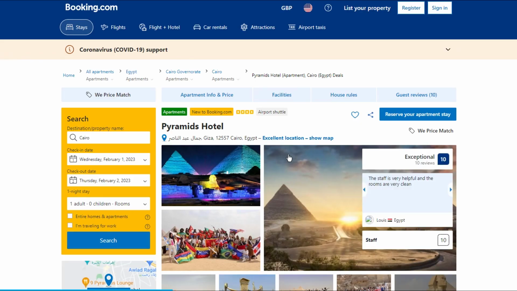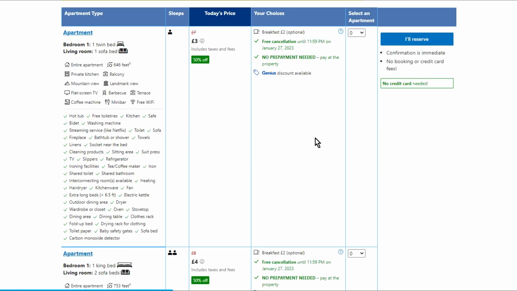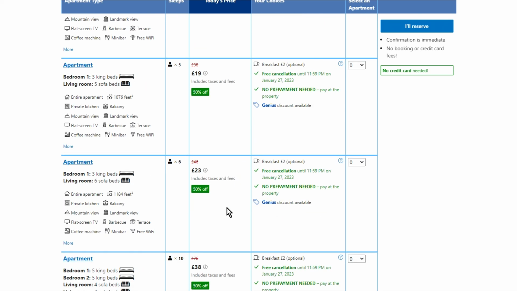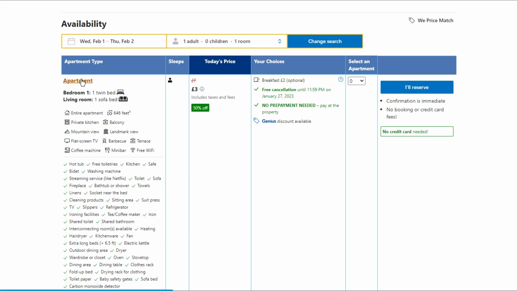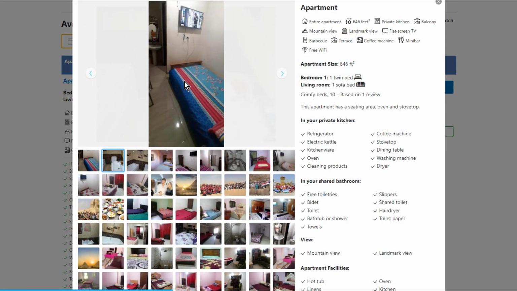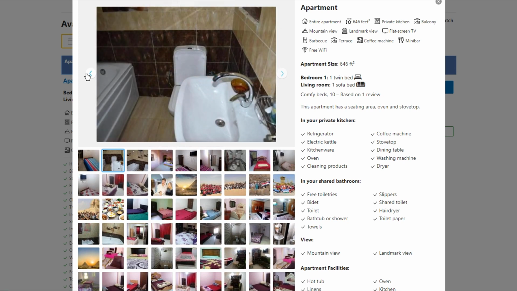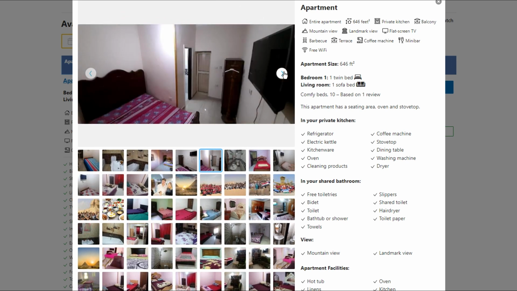Pyramids Hotel. As it is near the pyramids, I always think it might be a scam. Maybe not, as prices are quite low. Apartment. £3 apartment's going to get you... Oh, okay, that's alright. Very, very basic, but alright.